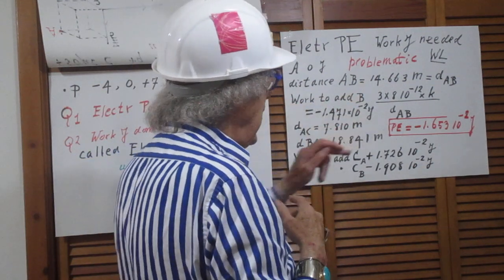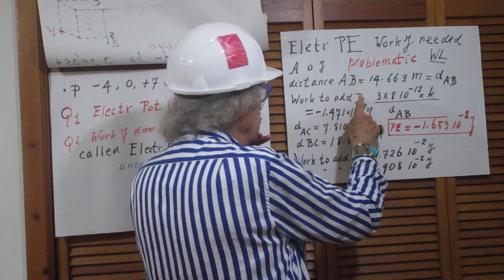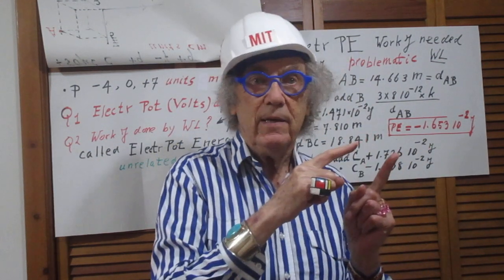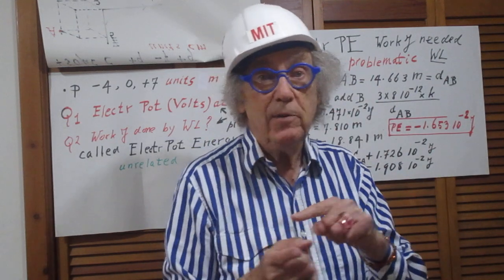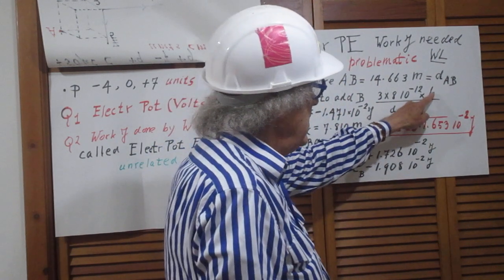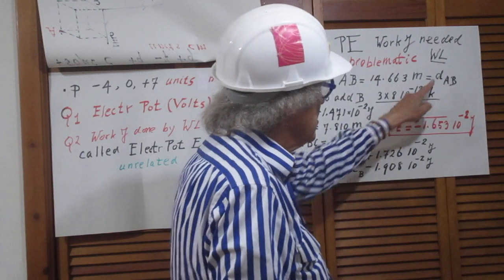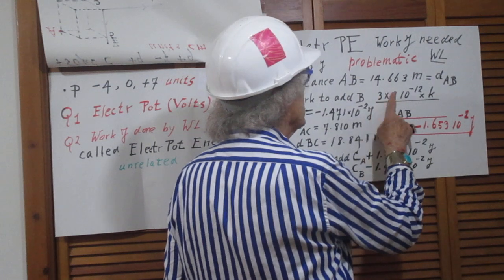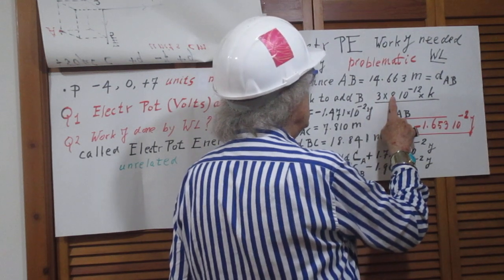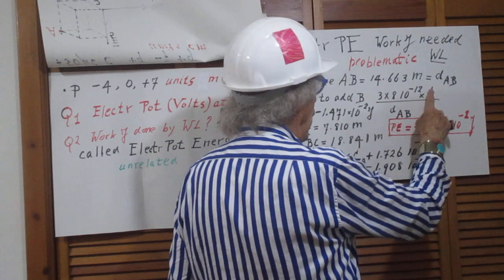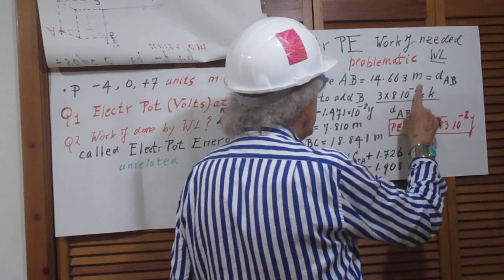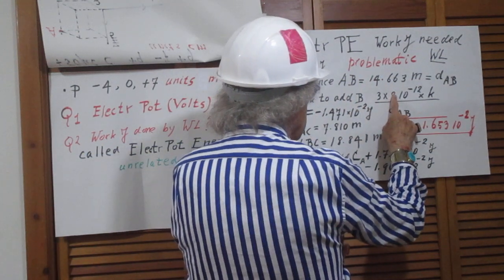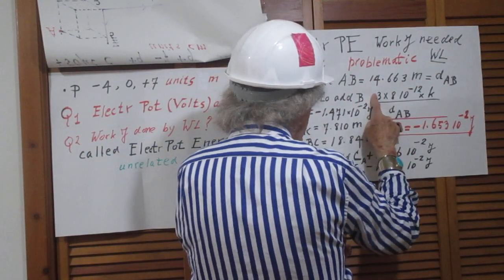So the work that I have to do to add B to A is the charge at A times the charge at B times K divided by the distance between the two. And the charge at A and the charge at B, that product is 3 times 8 times 10 to the minus 12. But of course, this charge was negative. I should really have put a negative here.